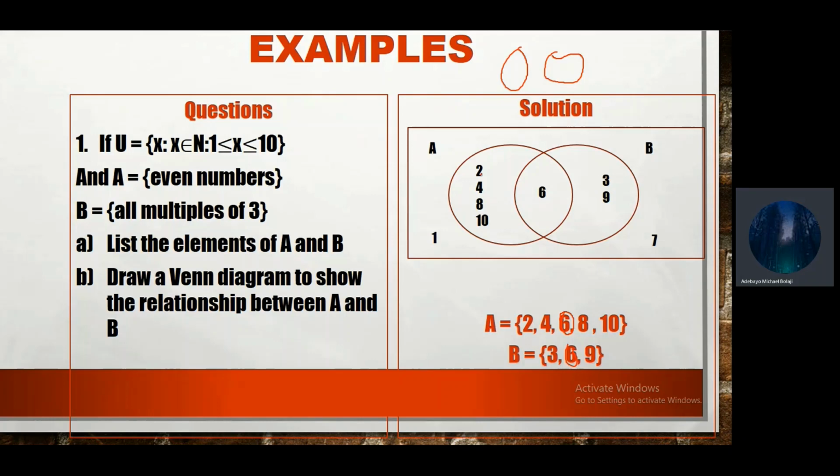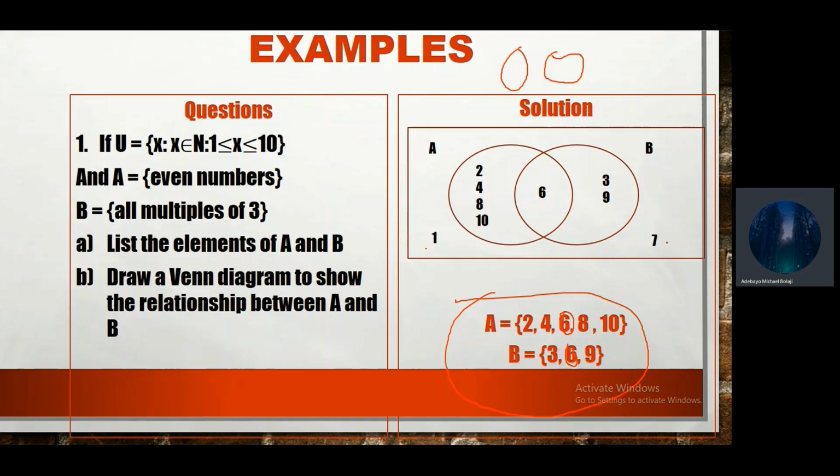Is that okay? So these 2, 4, 6, 8, 10 are the set A. We don't repeat 6 again because 6 is already here. And for B, the remaining elements are 3 and 9. That's 3 and 9. Is that okay? So if someone asks now, what are the elements of B? Without looking at this, you can say the elements of B are 3, 6, 9. The elements of A are 2, 4, 6, 8, 10.